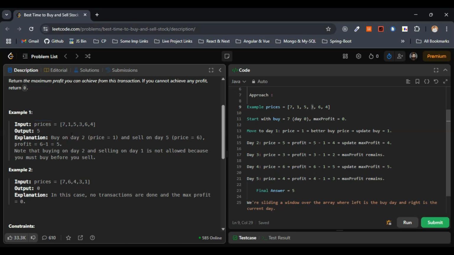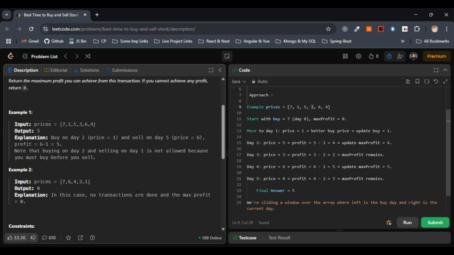This part is very important, and we have to keep it in mind. We can only buy once and sell once, and we have to return the maximum profit that we can achieve. If there is no profit possible, then we have to return 0.